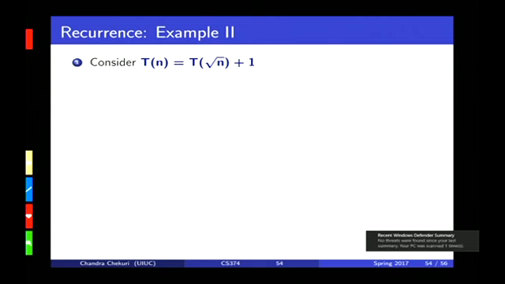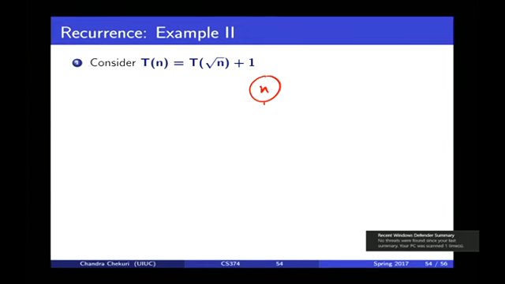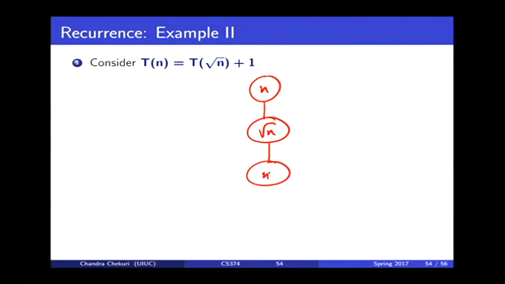A straight path, right? Why? Only one child. Okay, so let's draw it. I'll give you n, only one child, square root n. What is the next one? n to the square root of square root n, that is n to the 1/4. Okay, let me put the base case. T of 1 is 1.